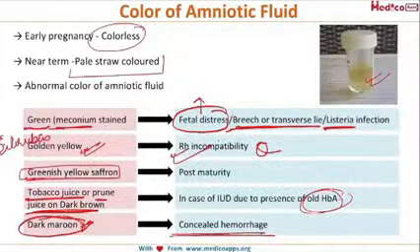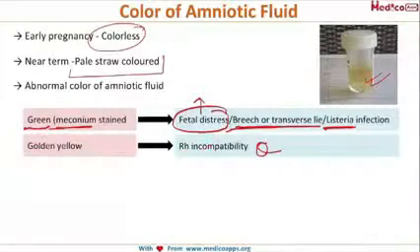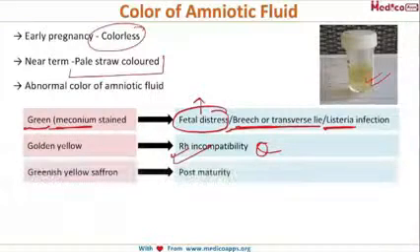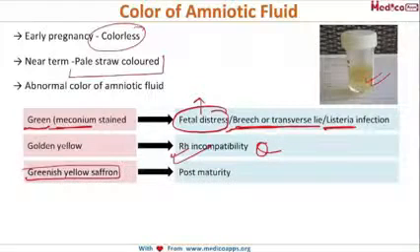In RH incompatibility, the amniotic fluid is golden yellow in color, and that is because of the bilirubin. Again, one question. And in post maturity, the amniotic fluid is greenish yellow saffron in color.